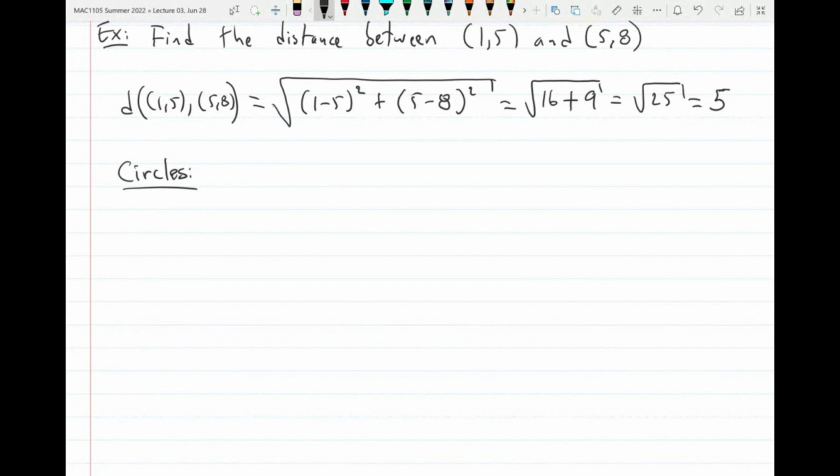The center. Good. So what does the center tell us about the circle? It's like the distance between the center and any point on the circle is always the same. Yes, so tell me the definition, but what does the center tell you about the circle?